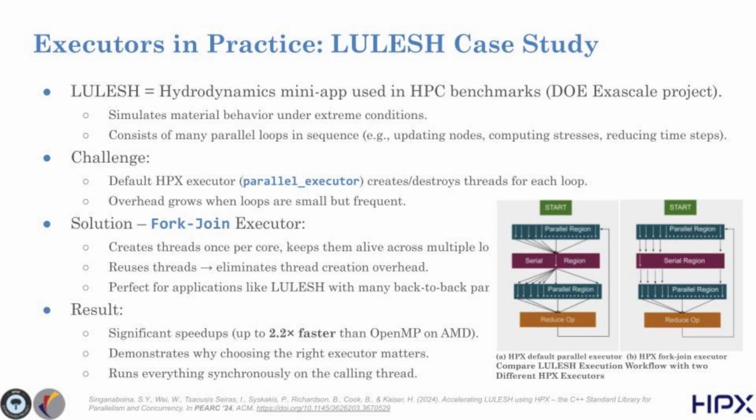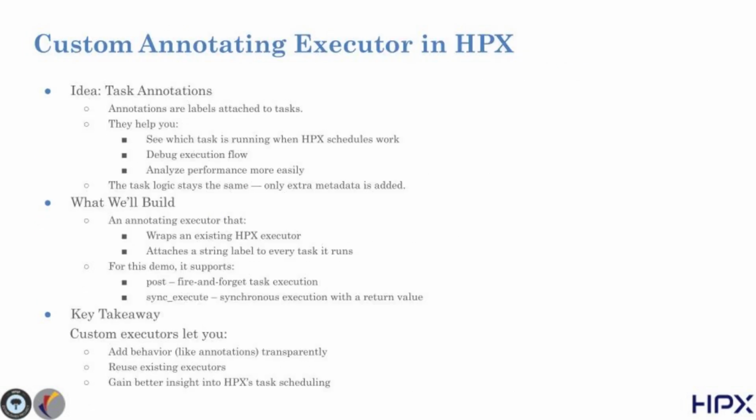In practice, this made a huge difference. In the LULESH study, the fork-join executor achieved significant speedups, in some cases more than twice as fast as the traditional OpenMP implementation. So this figure really illustrates the main difference. The parallel executor gives flexibility but comes with overhead, while the fork-join executor is optimized for workloads with many back-to-back parallel regions. So choosing the right executor for the workload can have a big impact in practice.